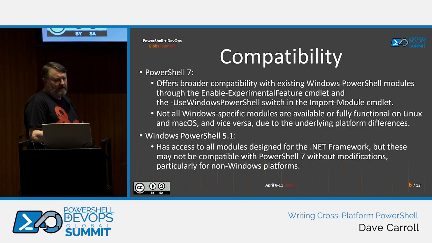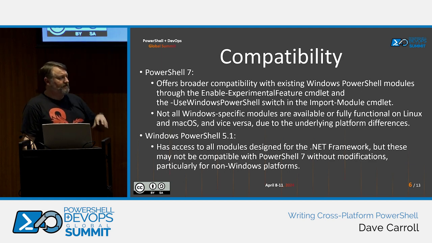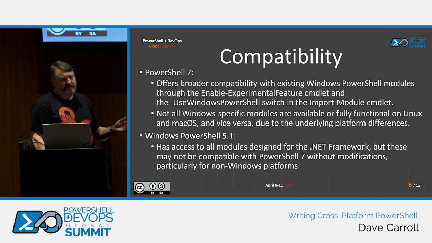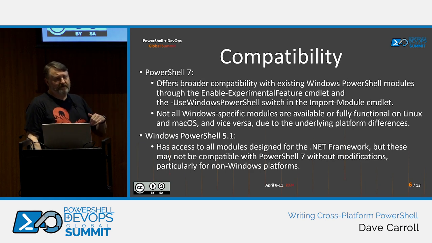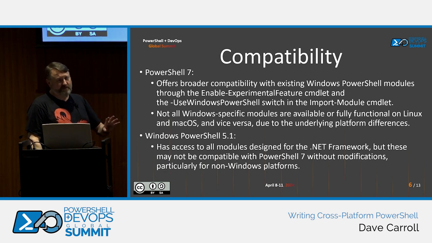So we're talking about compatibility. You can use the UseWindowsPowerShell parameter when you're importing a module. That's going to create an implicit remoting session for Windows PowerShell 5.1, and basically all of the commands are going to be going through that. If I remember correctly, I haven't actually used that much. Again, mostly I'm on a Mac.